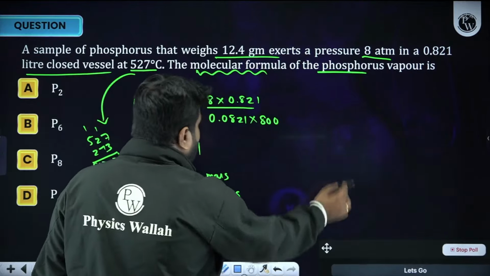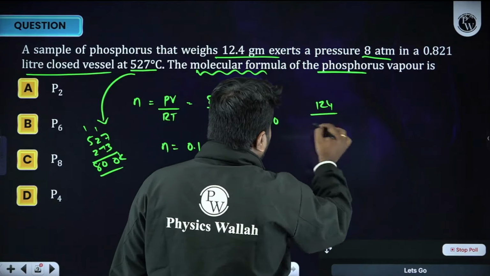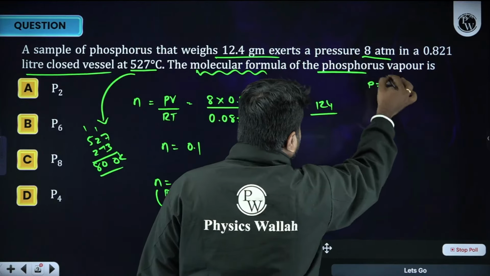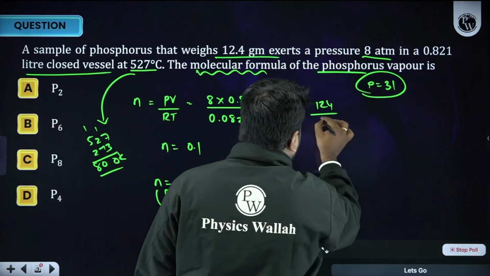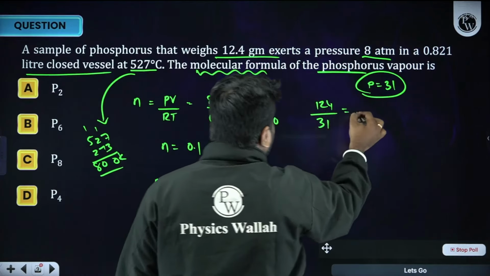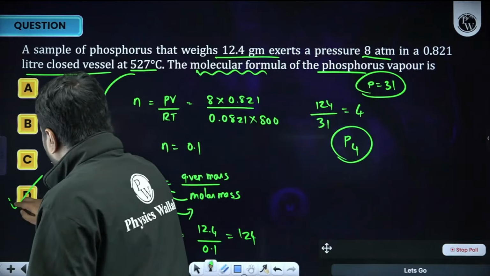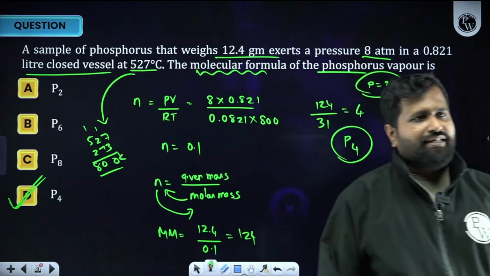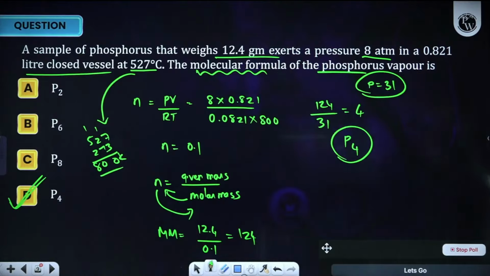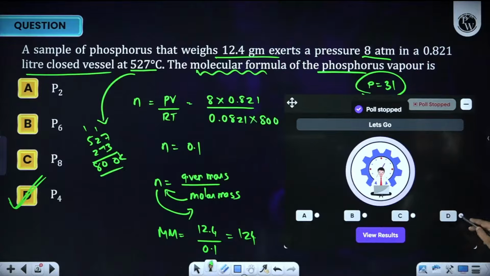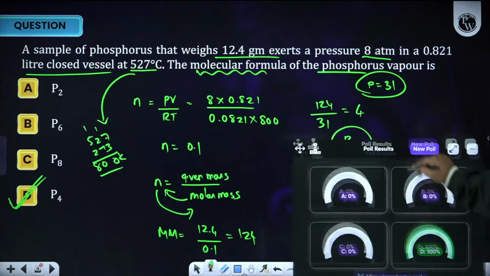Now we are dealing with phosphorus. 124 divided by one phosphorus atom, which is 31 atomic mass, right? So how many times are we getting? 4 times. So the molecular formula is P4. Option D is the right answer. It is clear.